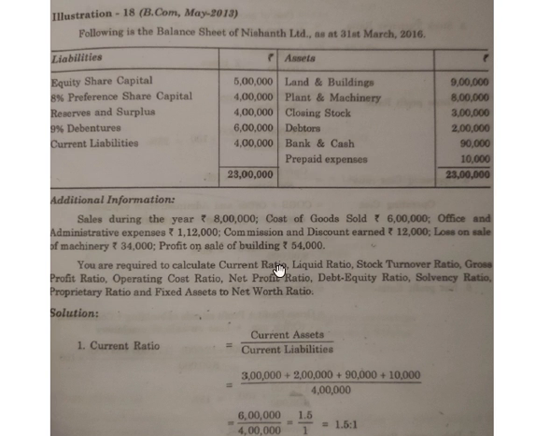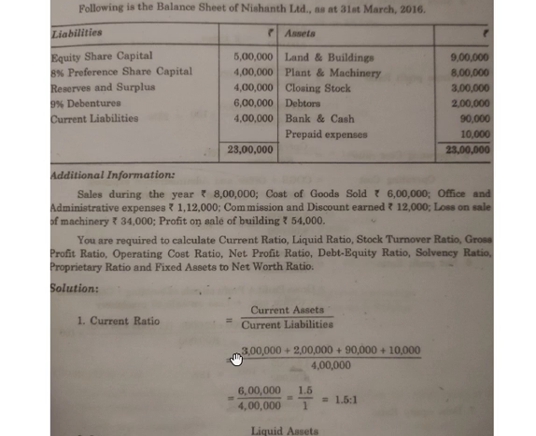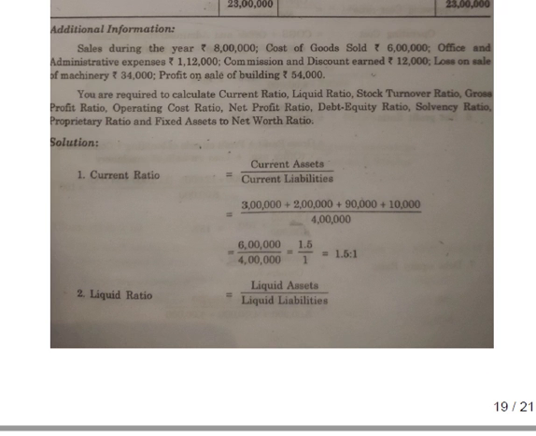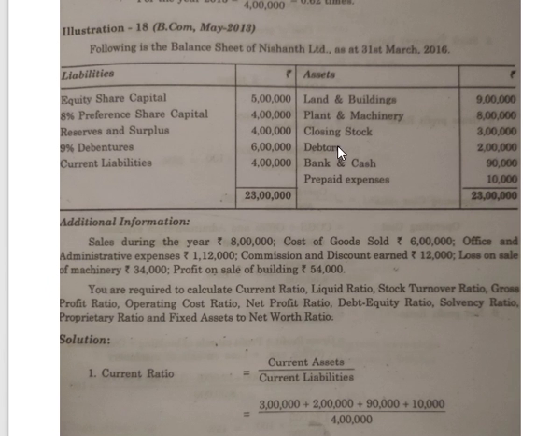And after that they have told us to calculate certain ratios like the current ratio, liquid ratio, stock turnover ratio, gross profit ratio, operating cost ratio, net profit ratio, debt equity ratio, solvency ratio, proprietary ratio, and fixed assets to net worth ratio. So we'll start with our first ratio, current ratio. The current ratio formula is current assets divided by current liabilities. So what are your current assets? If you look into the question, current assets are debtors, which is 2 lakhs, bank and cash, which is 90,000, prepaid expenses 10,000. So total it comes to 3 lakhs.